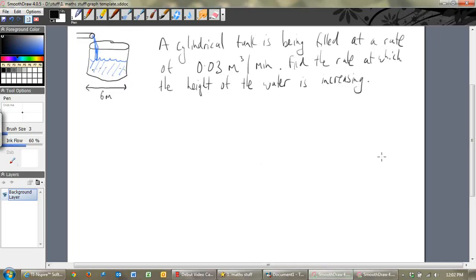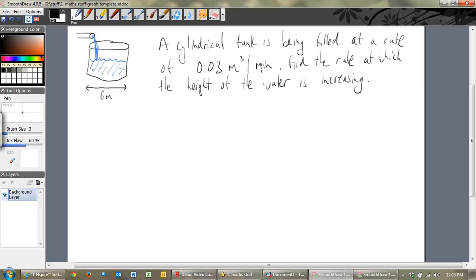So here's a question. We have a pipe here flowing with water into a tank. This is a cylindrical tank with a 6 meter diameter. So a cylindrical tank is being filled at a rate of this. Find the rate at which the height of the water is increasing. Now, it's hard to know where to start with these questions sometimes, but it's always important to start with what you know. Firstly, we've been told that the rate at which it's filling is this.